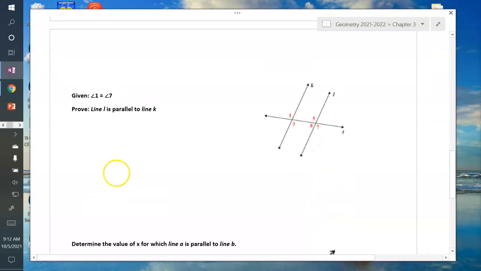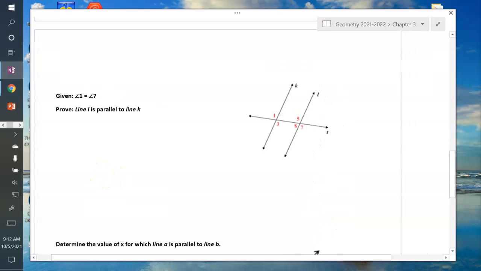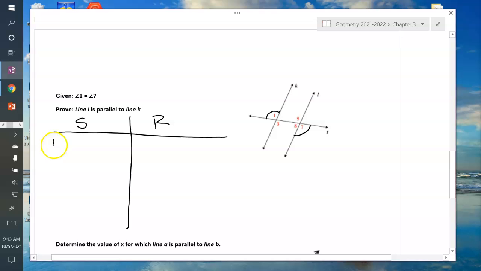All right, next one. We're going to do a proof. We are given that angle 1 is congruent to angle 7. So mark your diagram. Always mark your diagram. All of our proofs will be 2-column proofs. So I'm just going to make my columns. I'm going to put statements here. I'm going to put reasons here. The first thing is always given. Angle 1 equals angle 7.